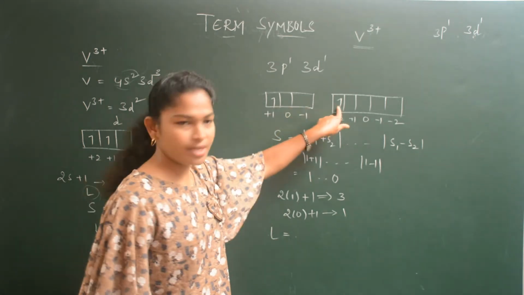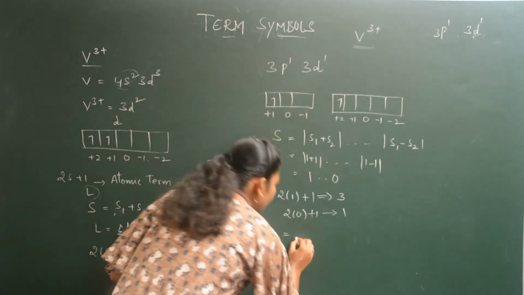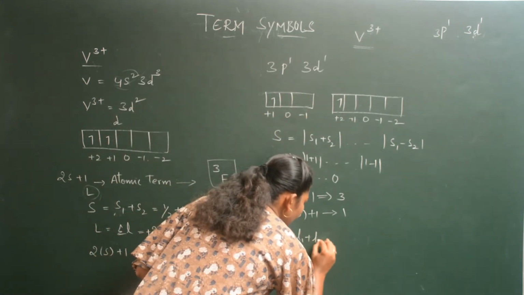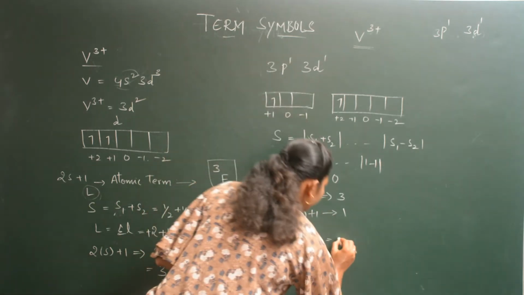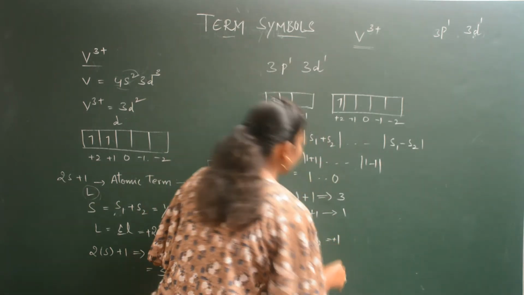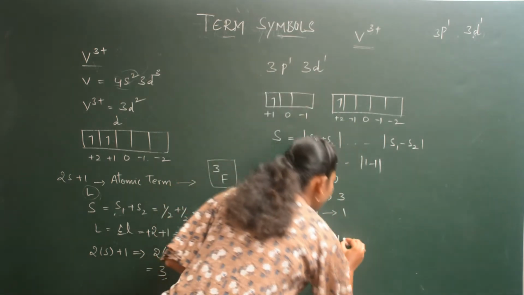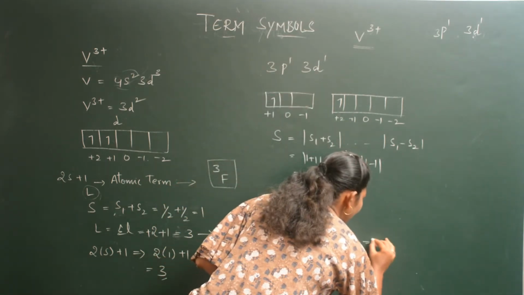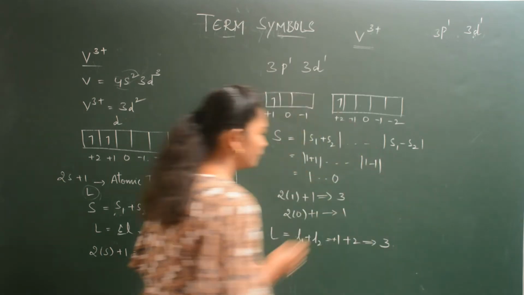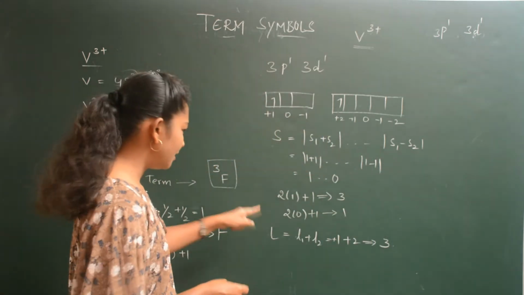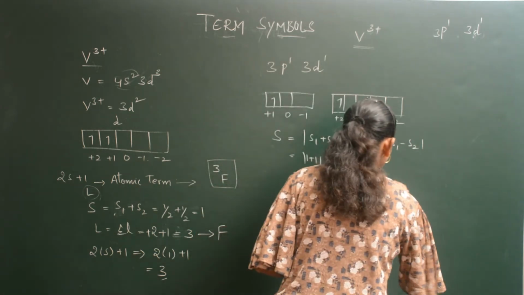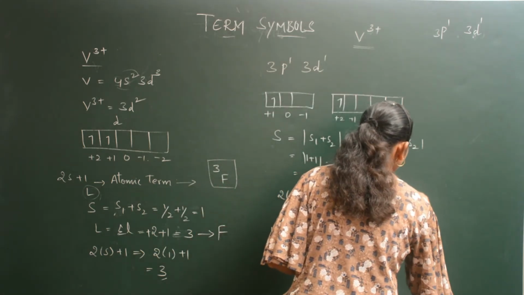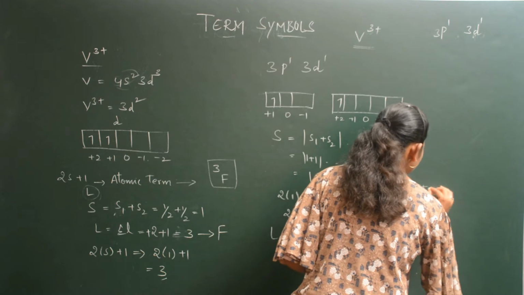Here only 1 electron is there, so you just write L1 plus L2. So how much do you have? Here plus 1 plus 1, here you have plus 2. So what is the value now? It is 3. Now what is the term? What are the atomic terms you will get here? Atomic terms.